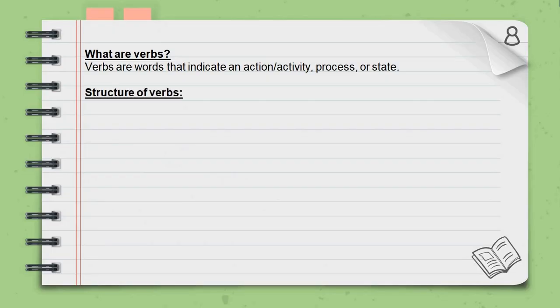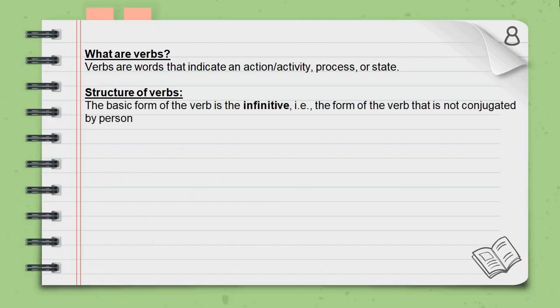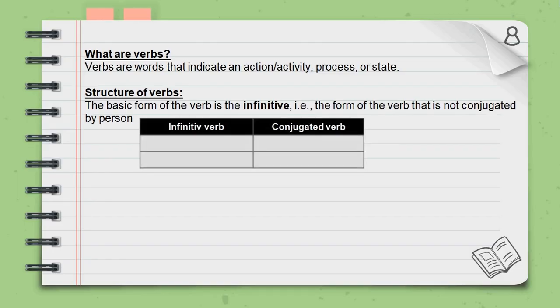Structure of verbs. The basic form of the verb is the infinitive form, the form of the verb that is not conjugated by person. For example, in the left part we have the infinitive verb, in the right part the conjugated one. The infinitive is to drink, but conjugated in the third person singular, he drinks. Or to play, conjugated, he plays.